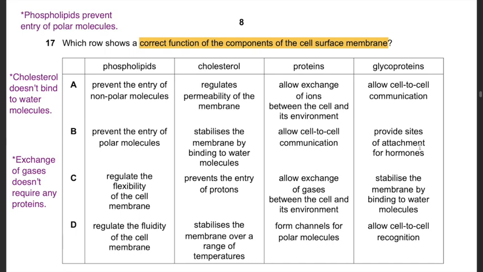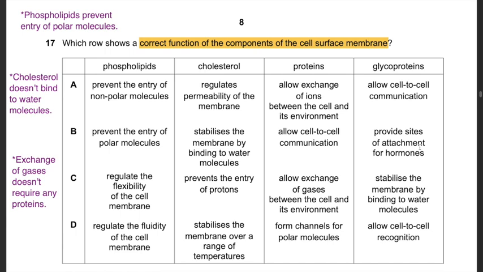Hence, that leaves us with row D being the only possible answer that shows a correct function of its cell components. Phospholipids regulate the fluidity of the cell membrane. Yes, it is correct, because phospholipids are concerned with stability, fluidity and flexibility of the cell surface membrane. So yes, it does regulate the fluidity of the cell surface membrane. Cholesterol stabilizes the membrane over a range of temperatures. Yes, that is correct. That is also another function of cholesterol. It stabilizes the membrane over a range of temperatures.